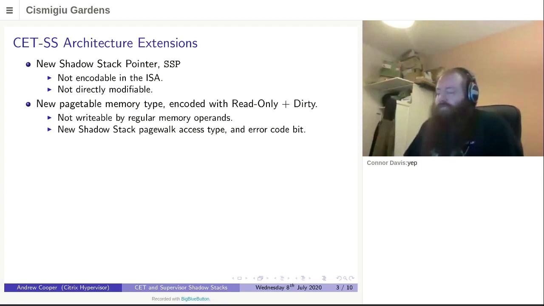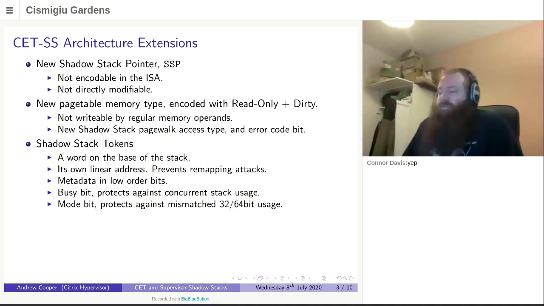There's a new page table memory type. For shadow stacks, you need some separate properties, and what they ended up doing was reusing an existing encoding that previously had no meaning. So on shadow stack capable hardware, the dirty bit is now an access right and has meaning for read-only page tables. So shadow stacks are a read-only page table that also have the dirty bit set in them. There's a new type of page walk access for this, so there's a new error code. So you can determine whether it was a shadow stack access that caused the page fault in the first place.